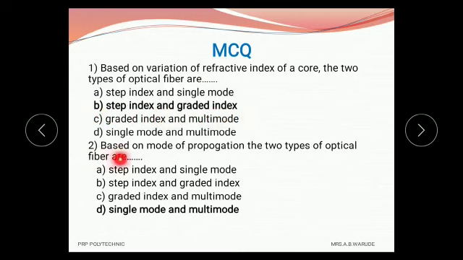Question number 2 is based on mode of propagation, the two types of optical fiber are: Option A is step index and single mode. Option B is step index and graded index. Option C is graded index and multimode. Option D is single mode and multimode.